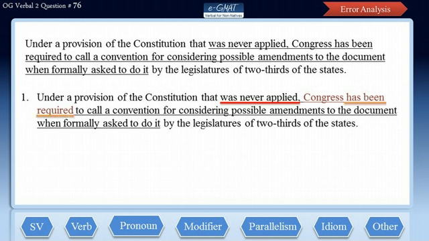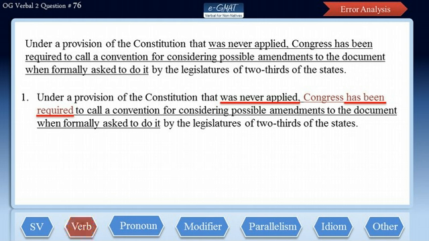Likewise, has been required is not the correct tense to simply state a requirement of the provision. It should be stated using simple present tense since it's a characteristic of the provision. So, this verb tense should be is required to call. So, we have two verb tense errors here.